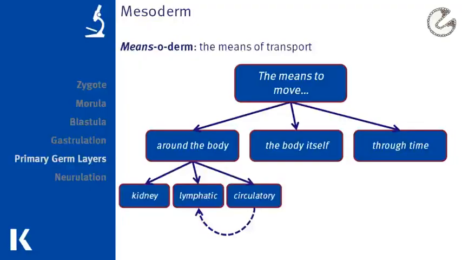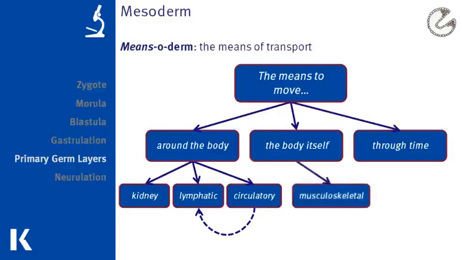When we think about things moving around the body, we should think of the circulatory system, which moves the blood, the excretory system, such as the kidney, which moves waste out of the body through urine, and the lymphatic system, which develops as an outpocketing of the circulatory system, indicated by our little dashed arrow there. And it is important to note that most of the immune system does come from the mesoderm.